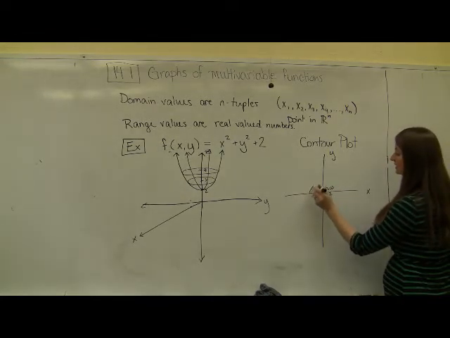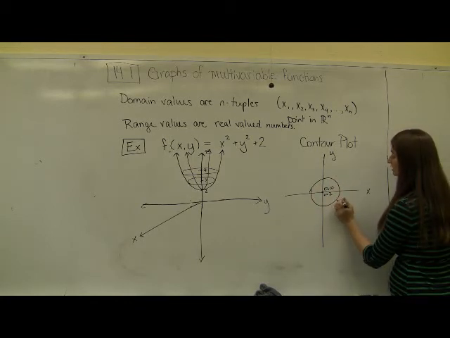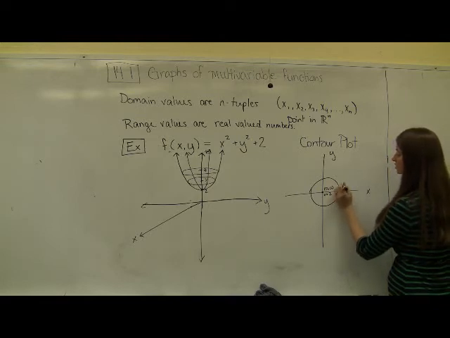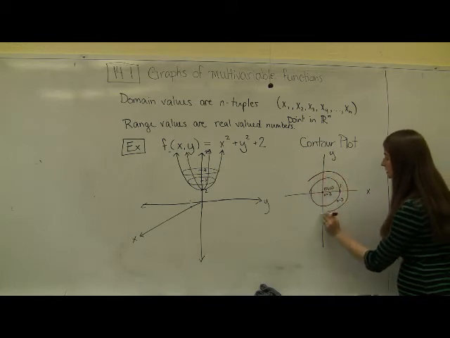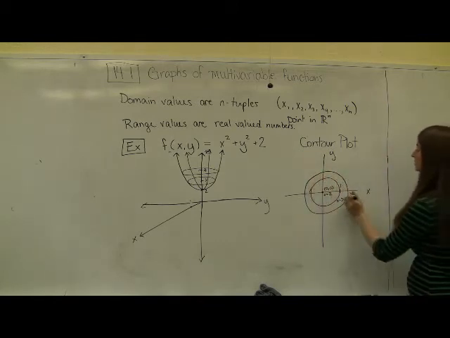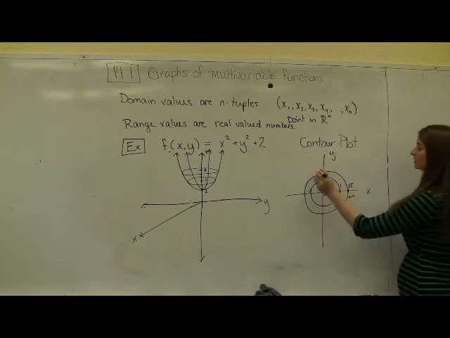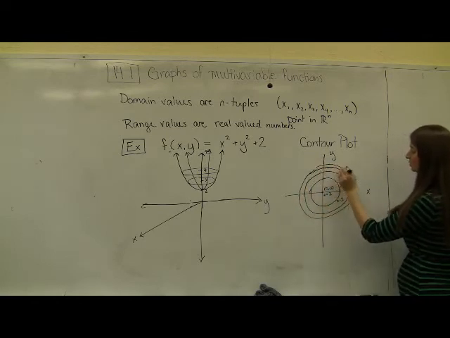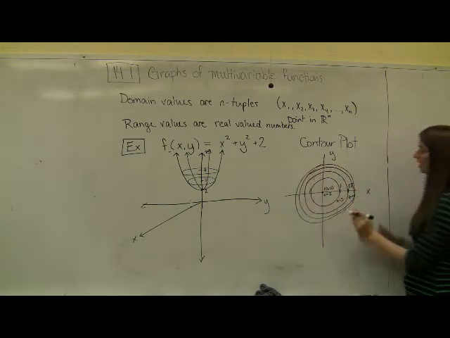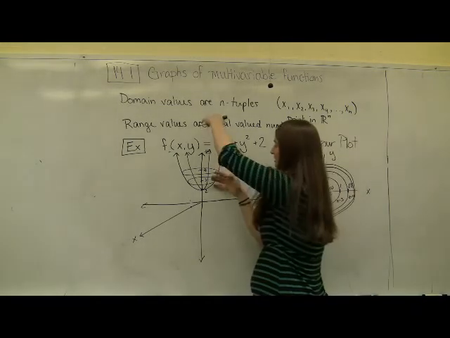And then the next horizontal trace we got was when z was equal to 3, and it was the circle of radius 1. And the next horizontal trace that we did was when z was equal to 4, and that was a circle of radius square root 2. And continuing outward, we would see that as we increase our z values, our circles would actually be getting closer and closer to one another as we look down from the top.